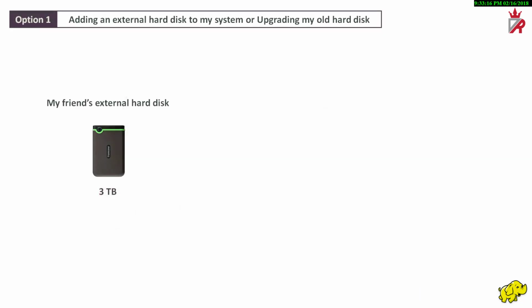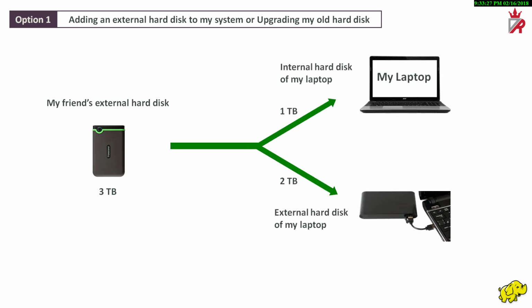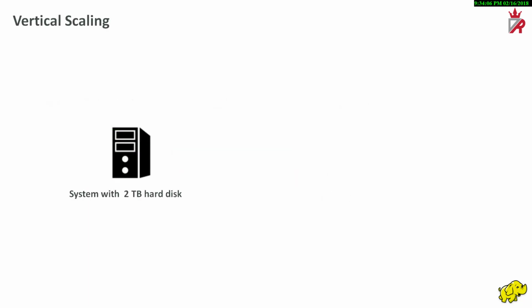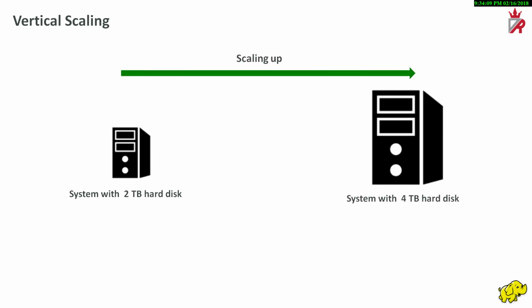Option 1. I should buy an external hard disk with at least 2 terabytes and plug it into my system. Once I do that, I have the full 3 terabytes of free space available, and I can copy the data. Or I should replace my old hard disk of 2 terabytes capacity with a new hard disk of at least 4 terabytes capacity. By resorting to either of these two techniques, I can meet my requirement. Now, what I have done is, I have scaled up my system's configuration from 2 terabytes to 4 terabytes. Let us note the term scaling up.